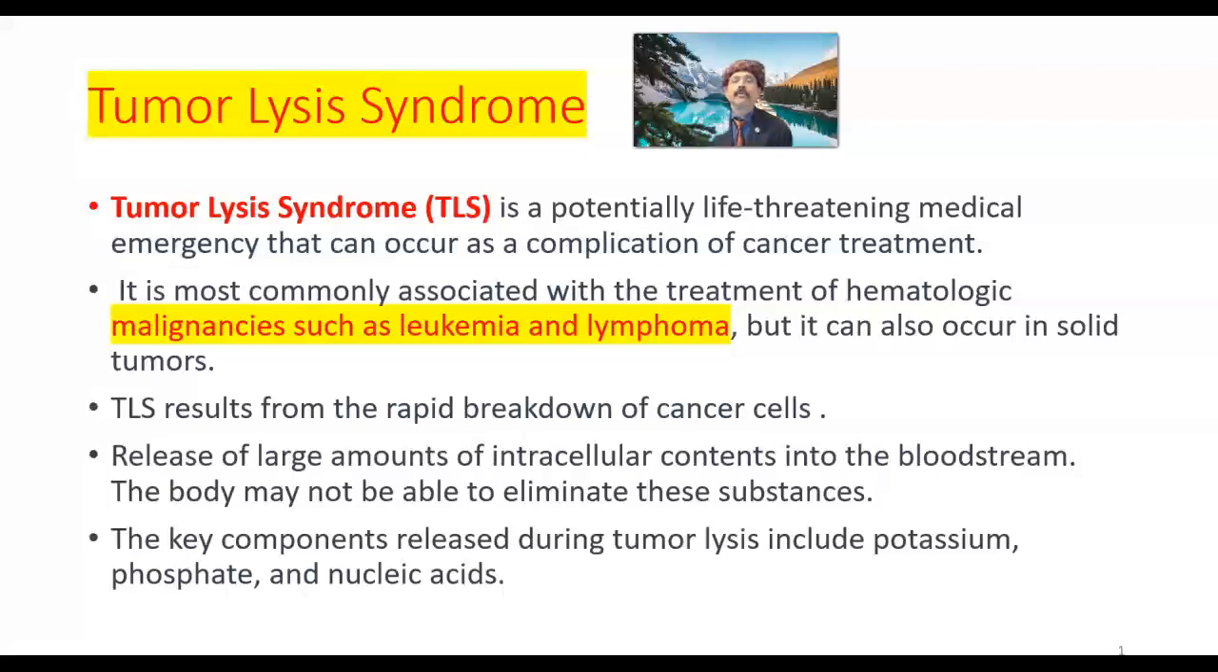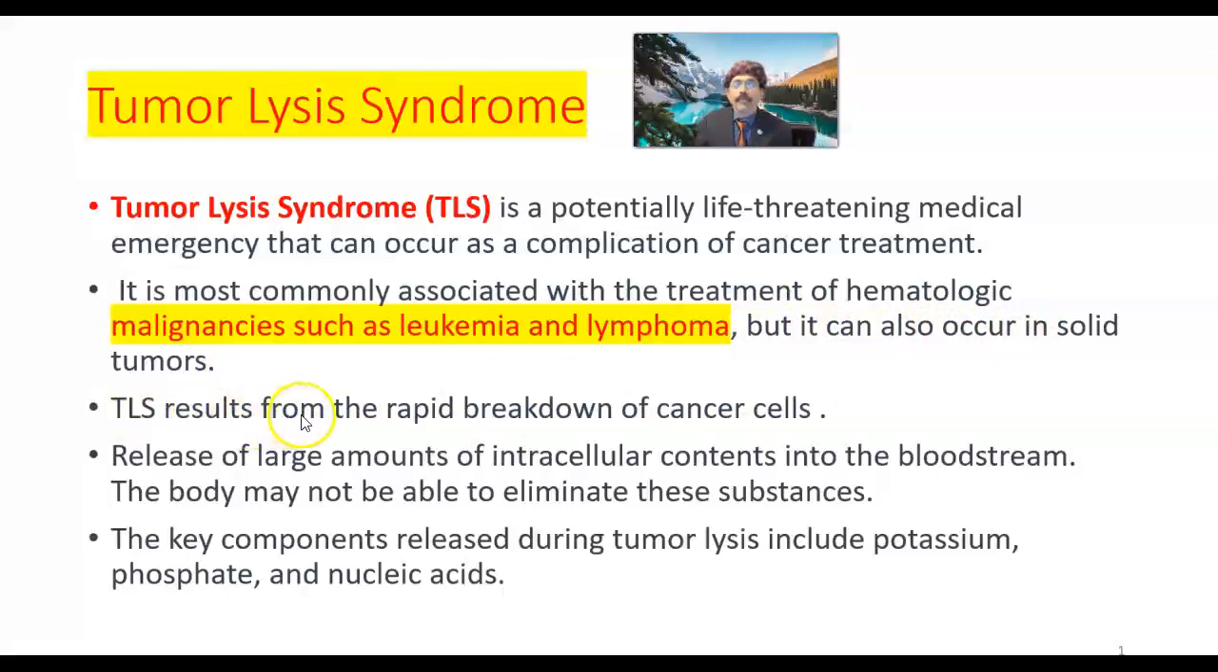Tumor lysis syndrome is a potentially life-threatening medical emergency that can occur as a complication of cancer treatment. So it is a complication of chemotherapy. It is most commonly associated with treatment of hematologic malignancies such as leukemia and lymphoma, like Hodgkin's lymphoma, non-Hodgkin's lymphoma, but it can also occur in solid tumors.